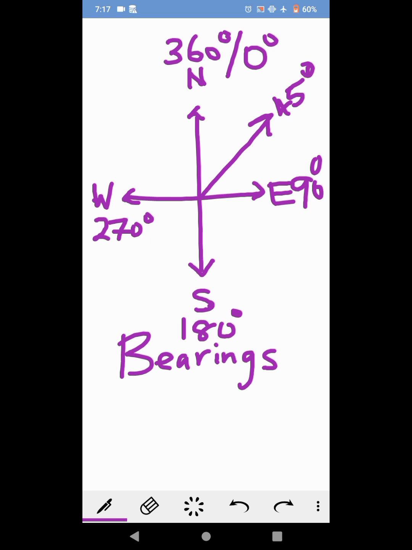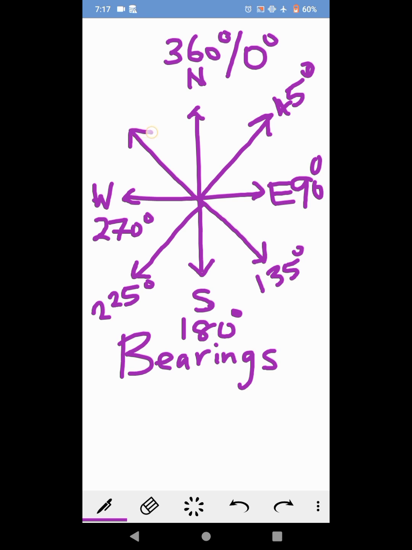Now, in between the 90 and 180, we have 135 degrees. All right. And in between 180 and 270, we have 225 degrees. And in between 270 and 360, we have 315 degrees. All right. So it's good to know all these angles, because these are angles we are going to use to guide ourselves as we sketch bearings.